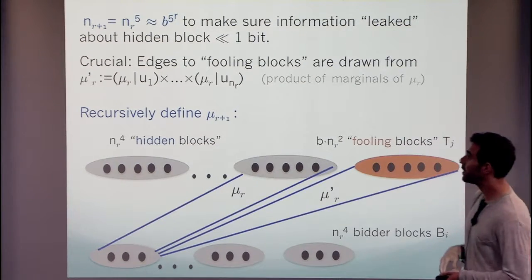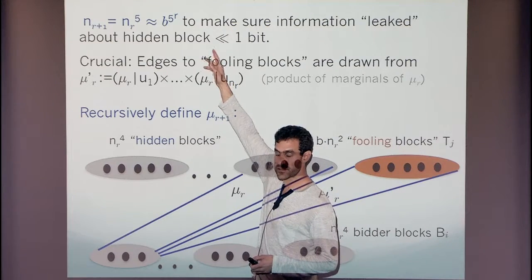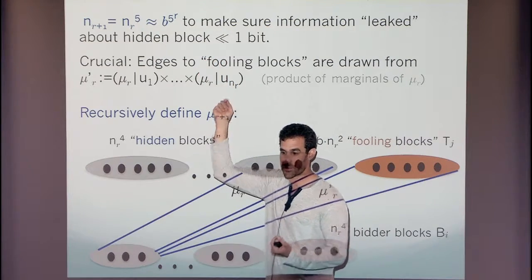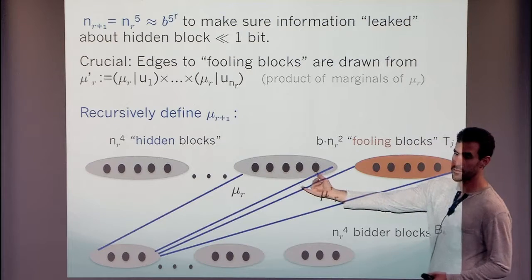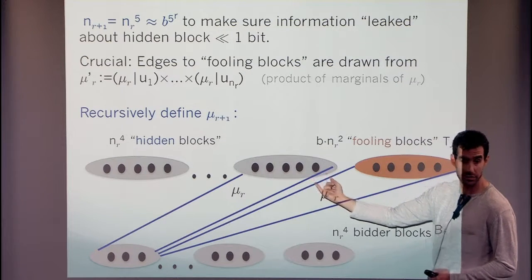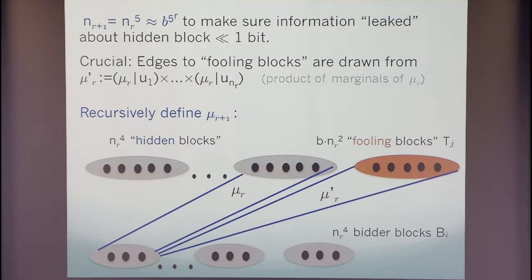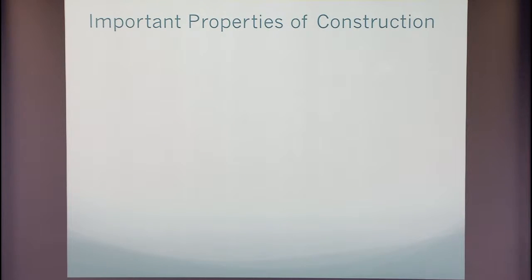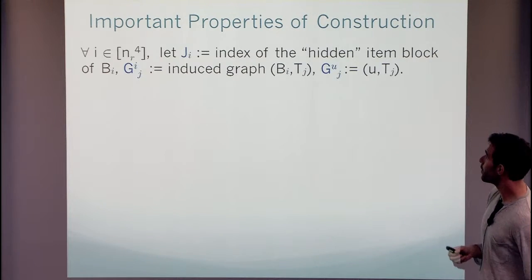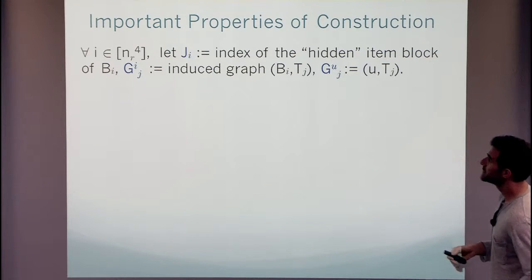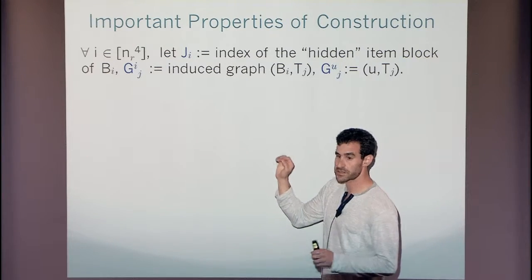And we will see that this is necessary, at least for our argument, in order to ensure that indeed little information is revealed about the true block in each round. So this will be important. So just some other important properties we will use in the proof. Let me just fix a little bit of notation.